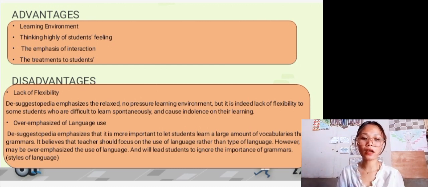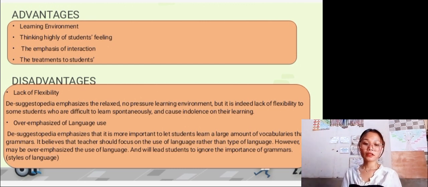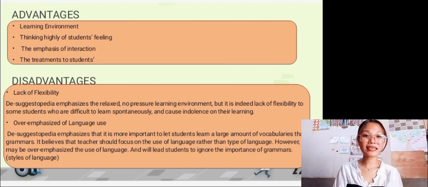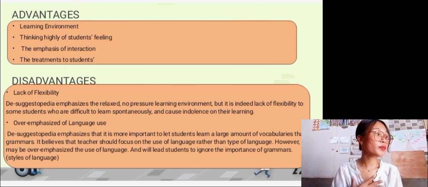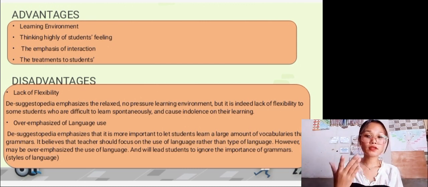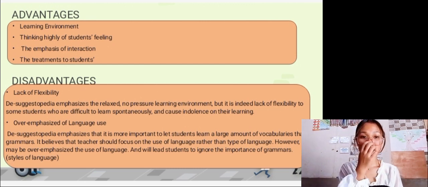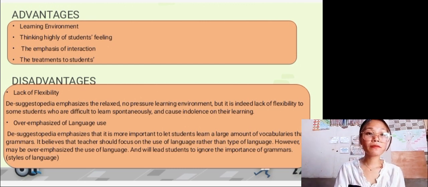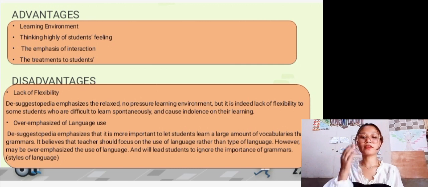So next is thinking highly of students' feelings. Suggestopedia values the emotional well-being of students by acknowledging their feelings and ensuring that they feel comfortable and respected in the classroom. For instance, teachers may take the time to listen to students' concerns, provide encouragement, and create a safe place where students feel free to express themselves without fear of judgment.